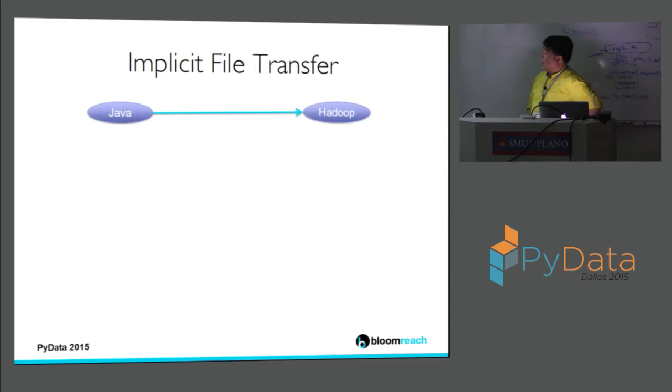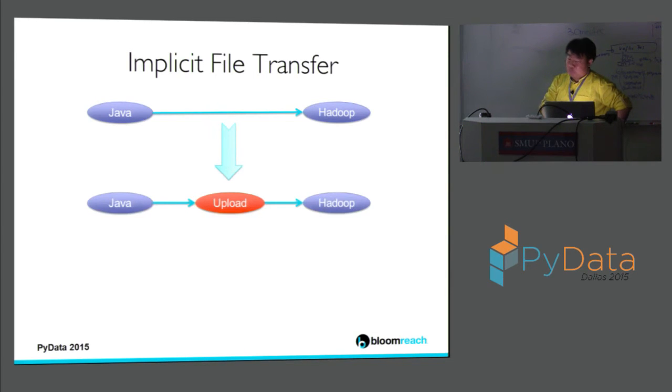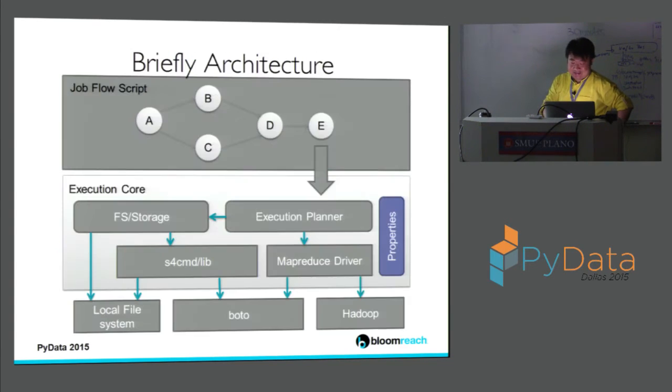So this is basically the idea. If your pipeline is some Java process chained to a Hadoop process, it's flexible. You can run it locally or you can run it remotely with EMR. If you really want to run on Elastic MapReduce, then we automatically insert an upload node in the middle for you implicitly, so you don't have to deal with the ugliness of upload and download.